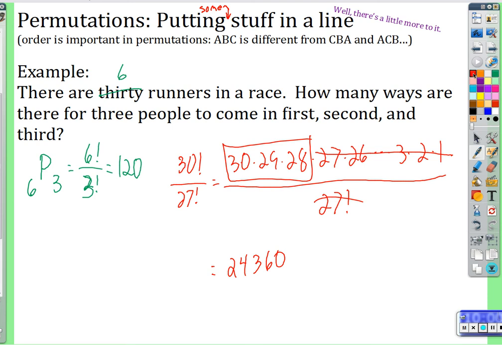Now, there's a little more. We're only putting some of the stuff together. The more is this formula. Oh, all right. Okay. Makes more sense. Okay, I think I have one more.